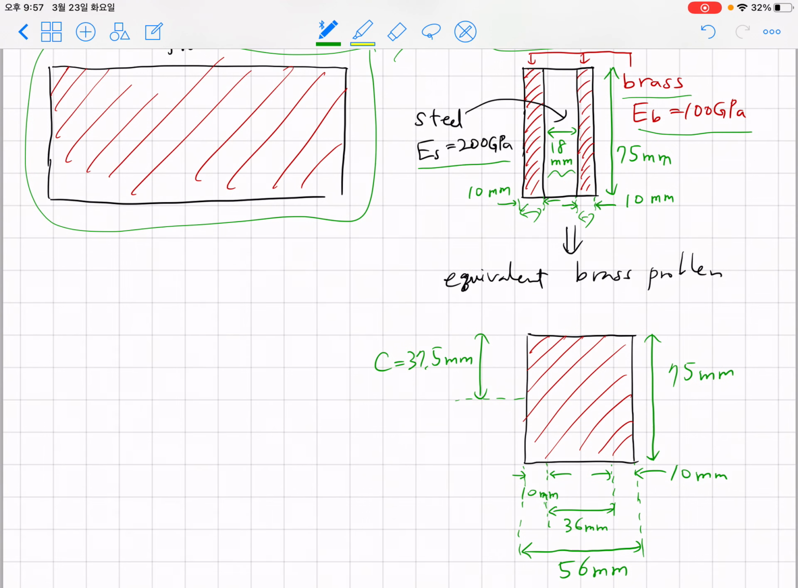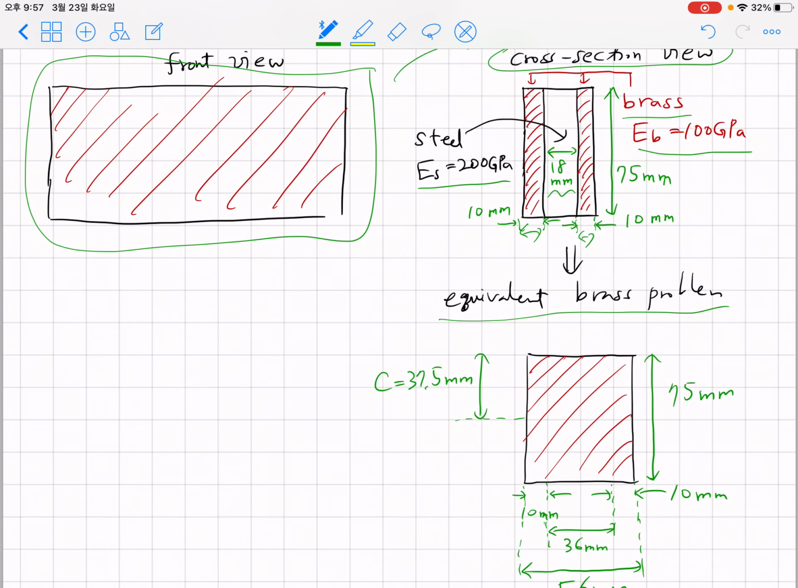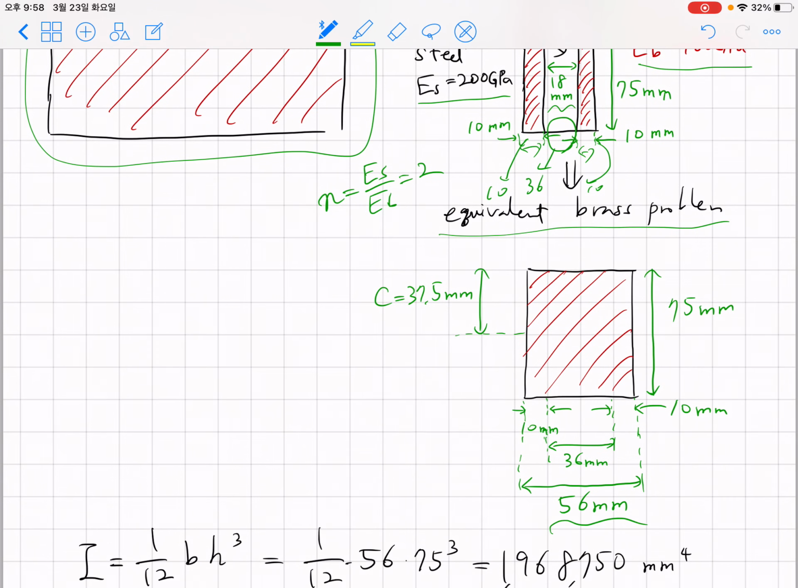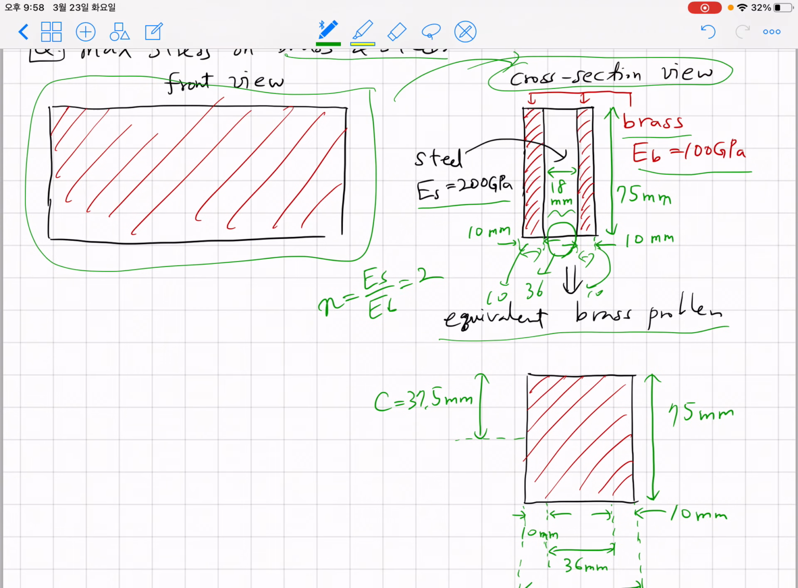So if we consider the equivalent brass problem, we can do a quite simple job. We first obtain the ratio between E_S and E_B, because we're going to take brass as the reference material, and this ratio will be 2. So we simply extend the width of the steel by a factor of 2, such that we have 36 millimeter here, 10 millimeter here, and 10 millimeter here, so that the entire width becomes 56 millimeter. And we don't need to touch the height, so the height is 75 millimeter.